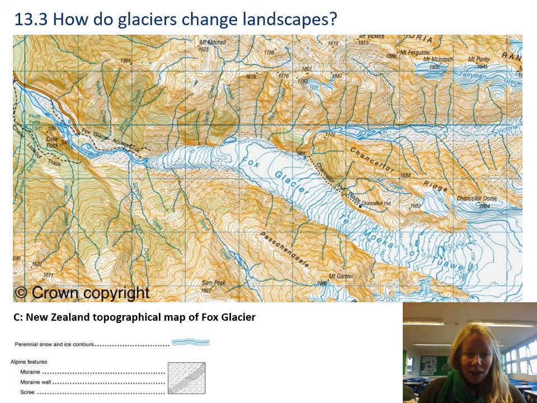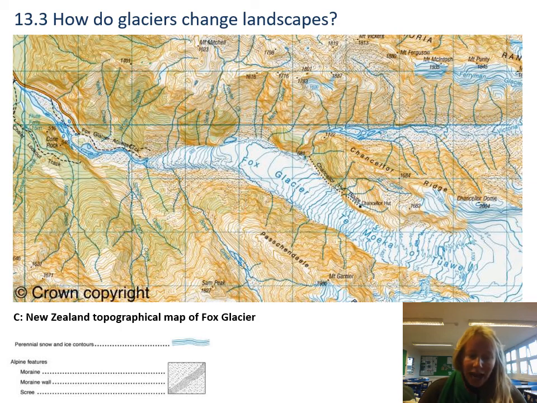All right, so this is our topographic map of the Fox Glacier. Here you can see our grid squares, like in most maps that we look at, but you can also see our contour lines, and details such as rivers, any other features that need to be on there. You can see some of the main ridges are named, and you can see the name of the glacier. Down at the bottom left, you can see our key. You can see our perennial snow and ice contours. They're represented by those blue lines. So that's the height of the glacier.